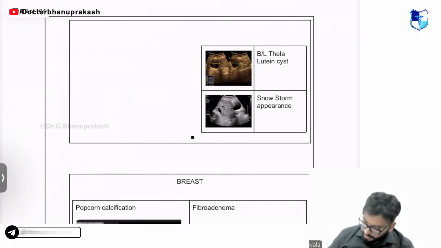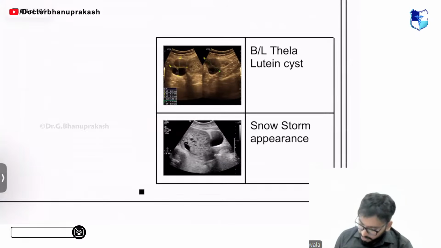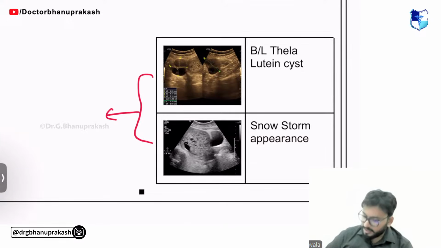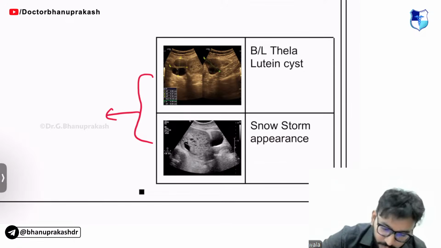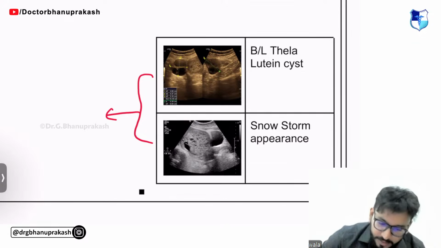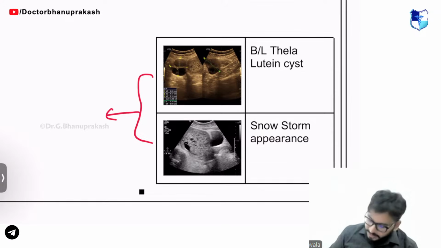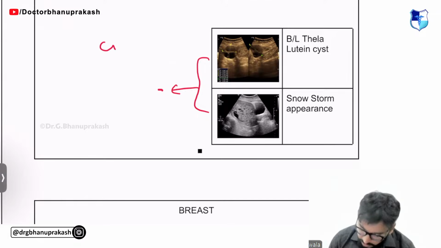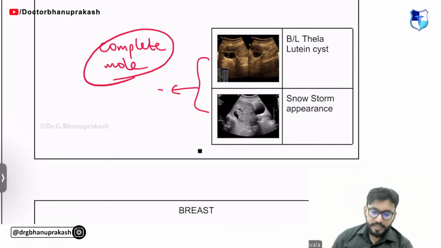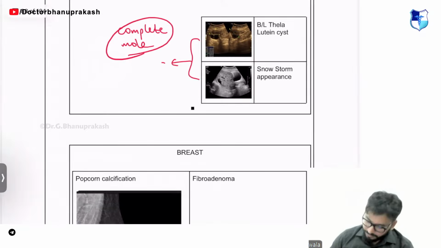Okay, right, tell me. This combination is seen in what? Bilateral thecal lutein cyst and snowstorm appearance. Very common. Come on, tell me. This is seen in something known as complete mole, guys. Complete hydatidiform mole. Okay, this is seen in complete hydatidiform mole.